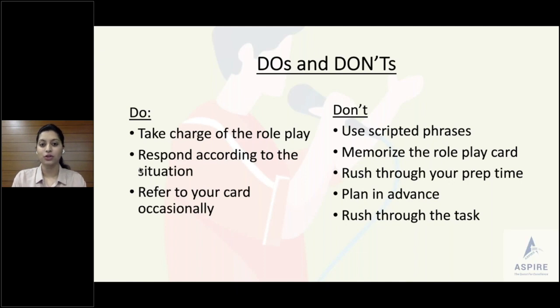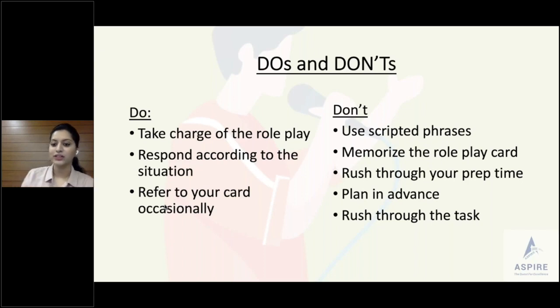Make sure the patient does not feel ignored and that you're paying attention to them. So refer to your card occasionally, just to make sure that you're not leaving out any details or any questions that they want you to address. Do refer to your card occasionally.